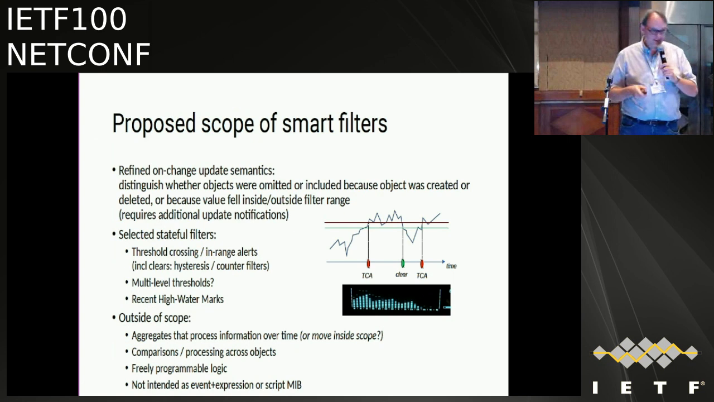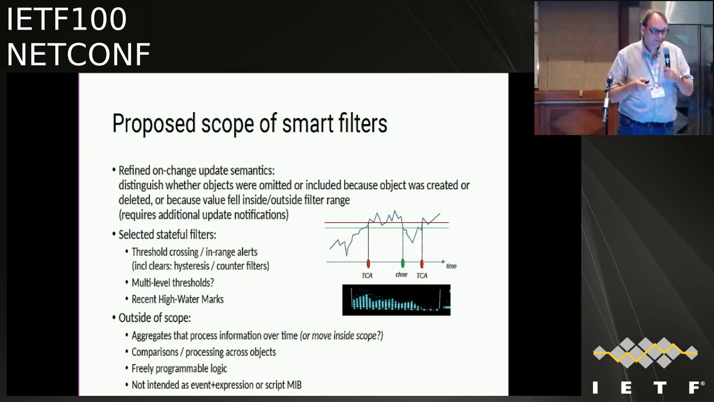So what is within the proposed scope is, first of all, refined on-change update semantics. That was also another reason why we did not want to include it with the plain YANG Push. Basically, we need to distinguish whether an object is omitted from an update because it was, for instance, created or deleted, versus the object still being there and only falling in and out of range. For this, we will need additional update notifications.